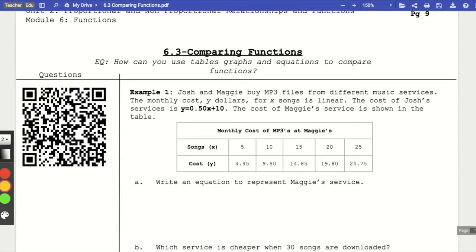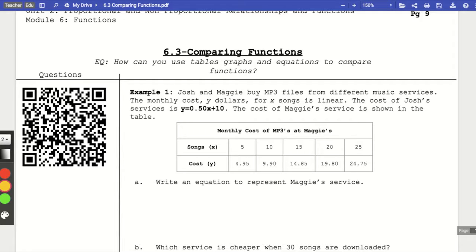So let's jump into an example. In this first example, Josh and Maggie are buying MP3 files, which are like after CDs, but before Spotify. So from different music services. And the monthly cost y dollars for x songs is linear. The cost of Josh's service is y equals 0.50x plus 10. And the cost of Maggie's service is shown in the table.